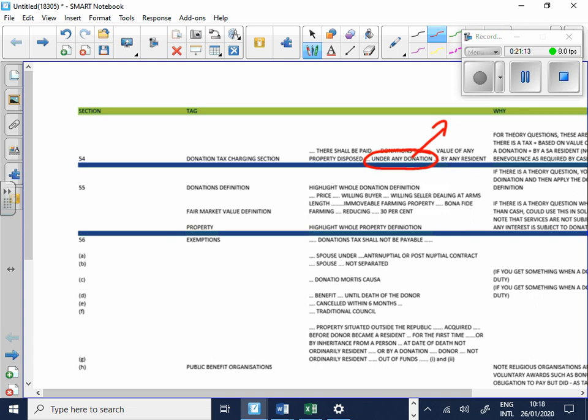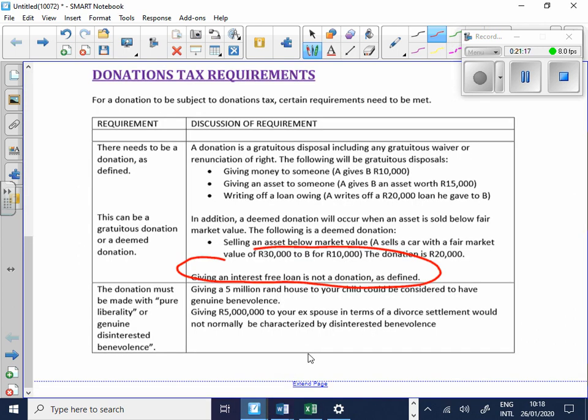Now, guys, this next point is not inside the theory, so you need to know this one by yourselves. So it says the donation must be made with pure liberality or genuine disinterested benevolence. Okay. Now, guys, this comes from the case law, so it's not inside the charging section. Okay. So I just want to give you an idea. What happens with a BEE transaction? You give something to somebody for less than fair value.